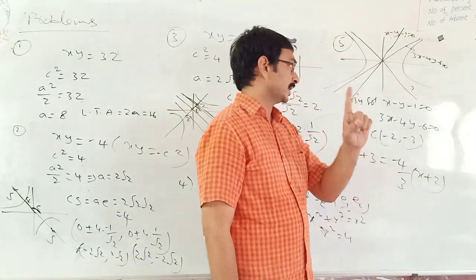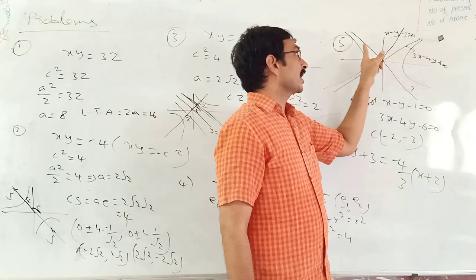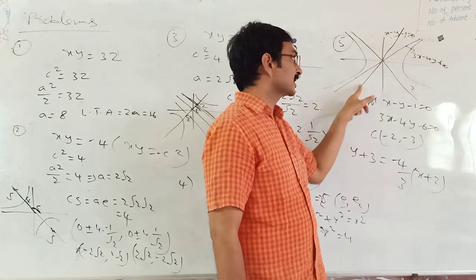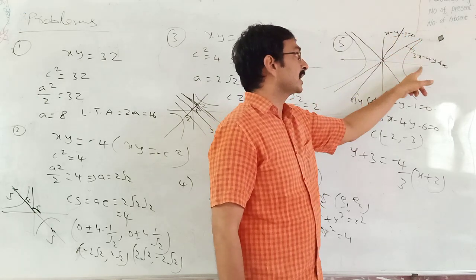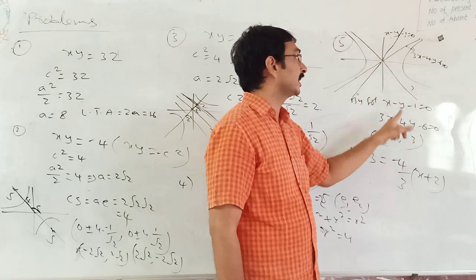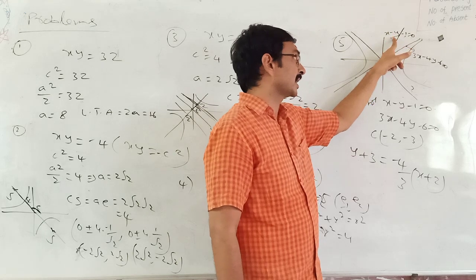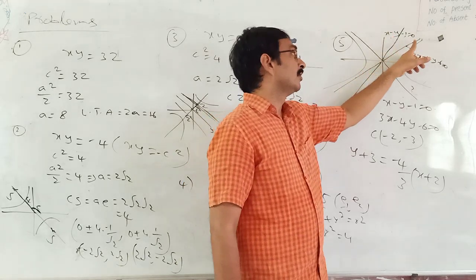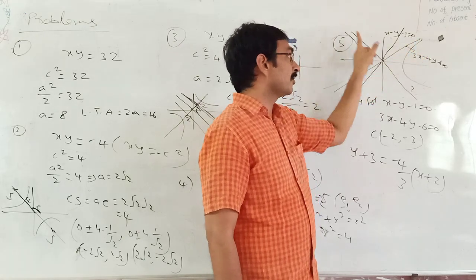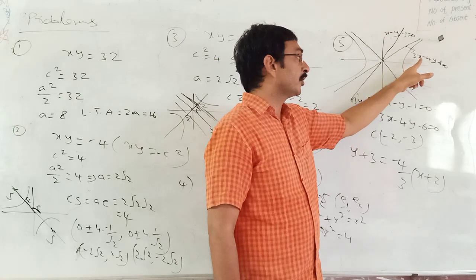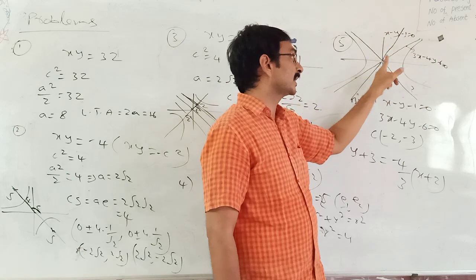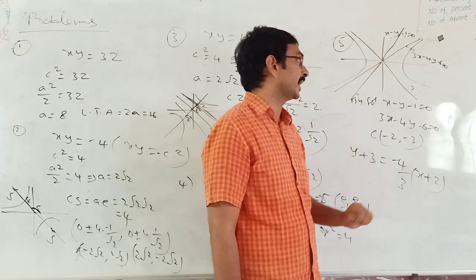Two things. First one, asymptotes always pass through the center of the hyperbola. Given that this line is passing through the center of the hyperbola, clearly by solving these two we get the coordinates of the center of the hyperbola. Given that this one passes through the center of the hyperbola, we know the first property of asymptotes, that asymptotes always pass through the center of the hyperbola. Therefore, by solving these two, we get the coordinates of the center, that is minus 2 comma minus 3.